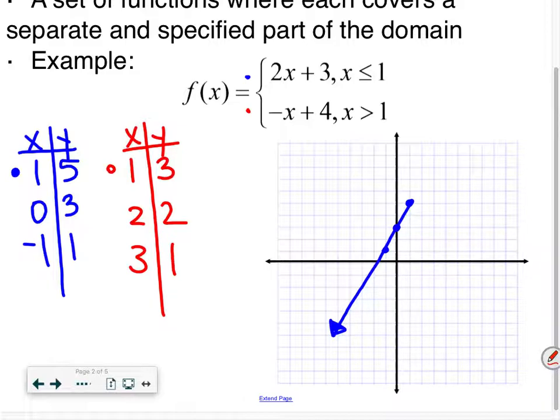So at 1, 3, we're going to put an open circle because 1 is not included in the domain. But then at 2, 2, and 3, 1, we're going to actually have coordinates there. Okay? The only time you're going to have the open circle is at the piece of the domain where you have that strict inequality.